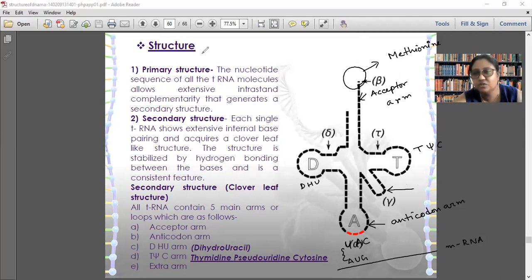This model is also known as the clover leaf model because it looks like a leaf of clover. A clover leaf has four leaflets, so it somehow looks like that. That's why it's also known as the clover leaf model of transfer RNA. Is this part clear to all of you?